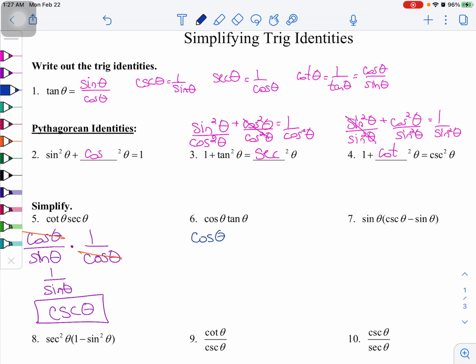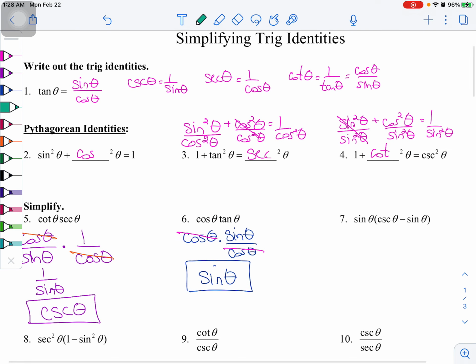So that's simplification. Let's see if we can do it again. So problem number 6, I'm going to leave cosine theta as cosine theta. It is already in terms of sine and cosine. Tangent theta, I can change into sine theta over cosine theta. Cancel what you can. Cosine theta would cancel out cosine theta, and what would be left is just sine theta. Now, you're not always going to be able to take it down to a single trig ratio, but if you can, that's the point that you want to get to.